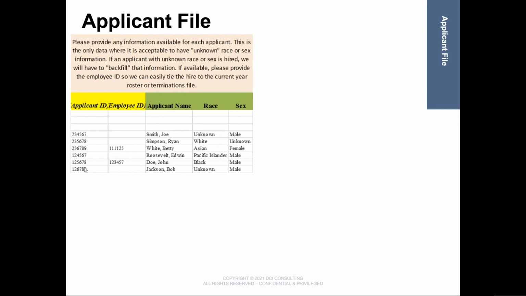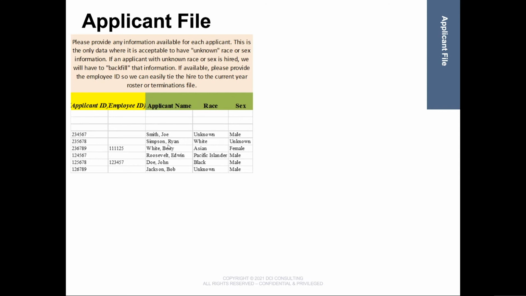So the applicant ID is really important. The employee ID, just like we saw in the hire file, if you can add the employee ID to your hires, that's going to be tremendously helpful. A lot of them we're going to be able to match up. If Betty White is an Asian female in the applicant file and we see Betty White in the hire file, then we're going to know that's the same person.